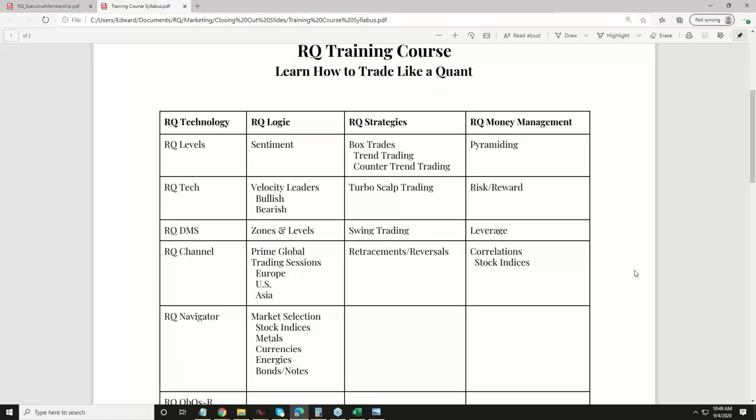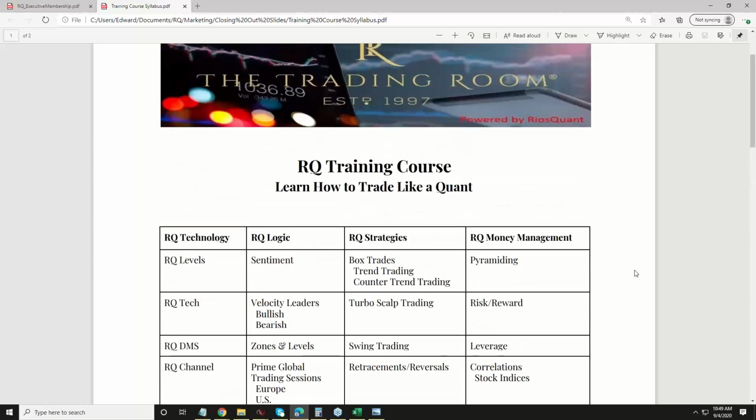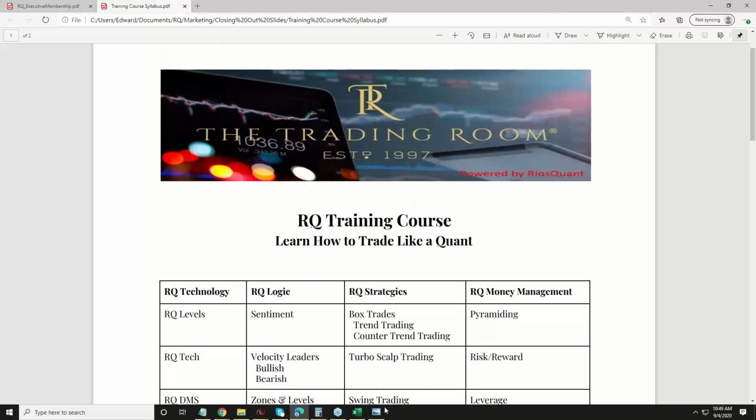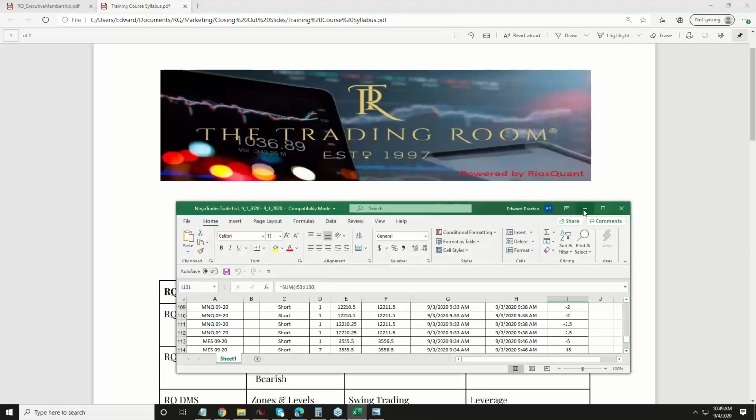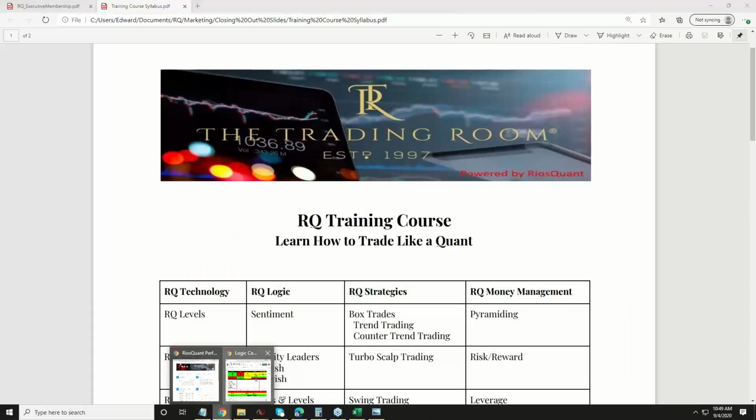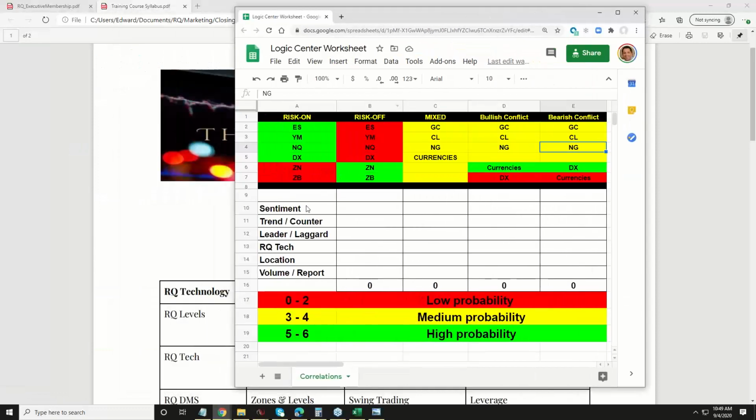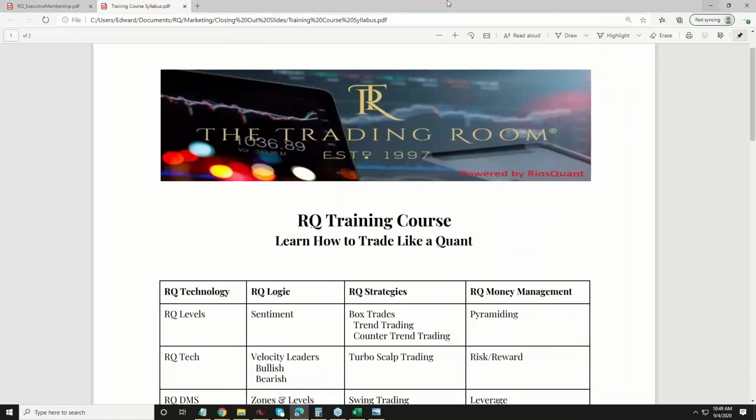The best part, guys, there's no mystification. There's no magic. We're going to show you the logic that we apply, just like I do in every single trade where I pop up the list that looks just like this. And I'm looking at sentiment. I'm looking at trend. I'm looking at leaders and laggards. I'm looking at what we call the RQ Tech to help find trends. Looking at the location with the map to the money I showed you earlier, and paying attention to volume and reports. Looking for high probability, medium probability trades, and understanding what correlations to use based off of the sentiment. So pulling this all together for you.